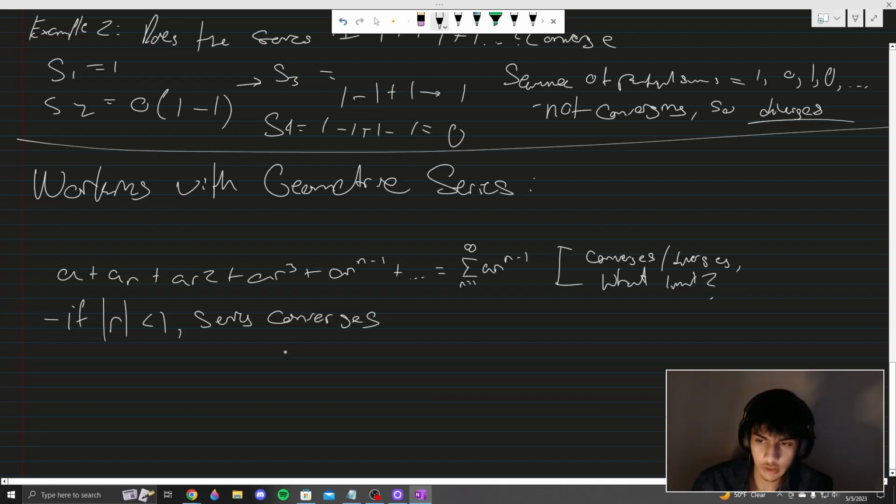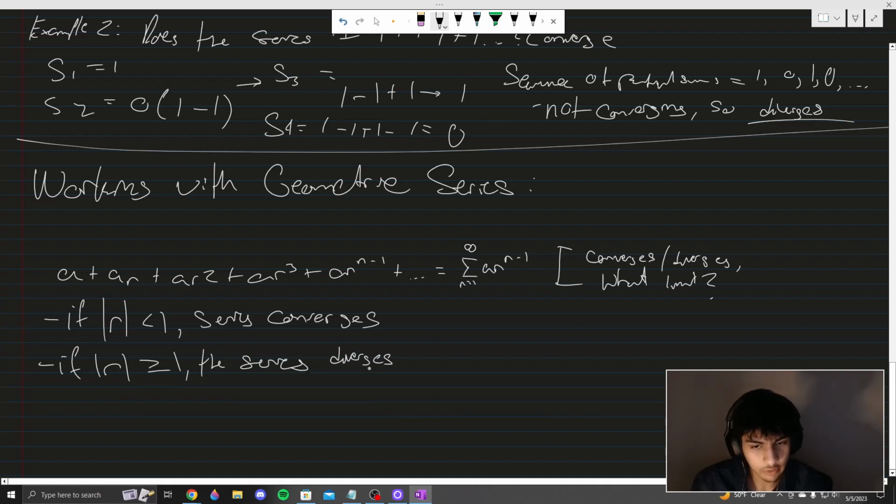And in another scenario, if the absolute value of r is greater than or equal to 1, the series diverges. In reality, you're going to have a lot of convergence tests, but it's very important to recognize patterns in how things diverge.